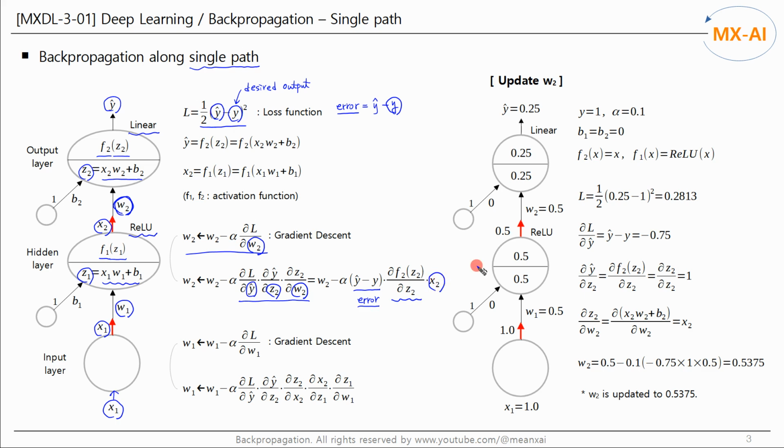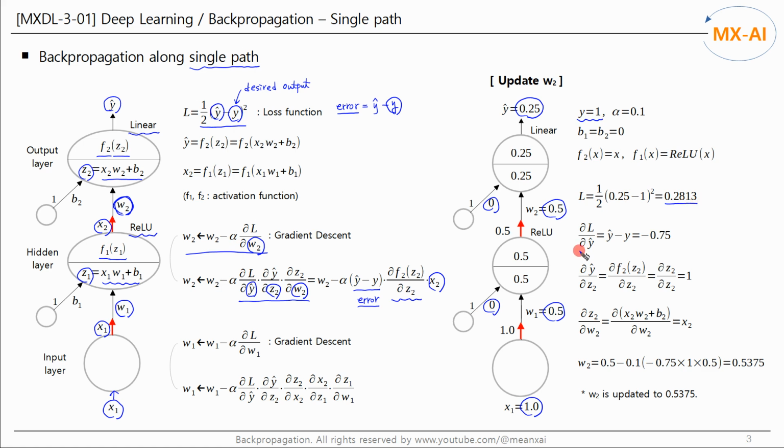Let's update W2 using the example on the right. Let's assume that the initial value of W1 and W2 of this network are both 0.5. And let's assume that the biases are all 0. Data point 1.0 is input into this neural network. Then the output y hat will be 0.25. If the desired output value y is 1, the loss will be 0.2813.